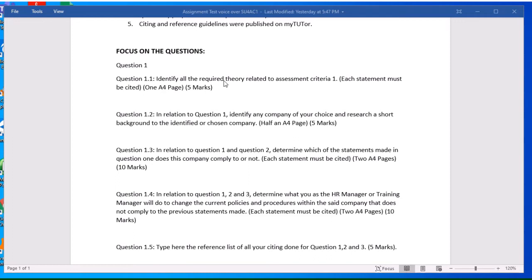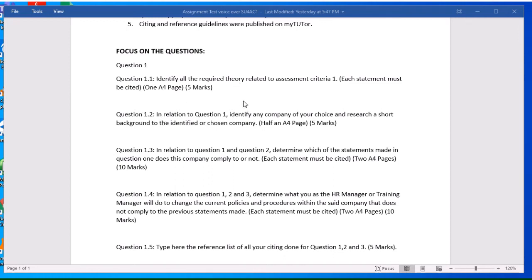Now, the paragraphs or the statements that you make must be of such level that you can apply it to a specific company. Looking at question 1.2, coming back to question 1.1, in terms of the theory you will source from your prescribed books. Very important, from your prescribed books, because it will assist you in preparing for the examination and the written examination later on in the year or next year.